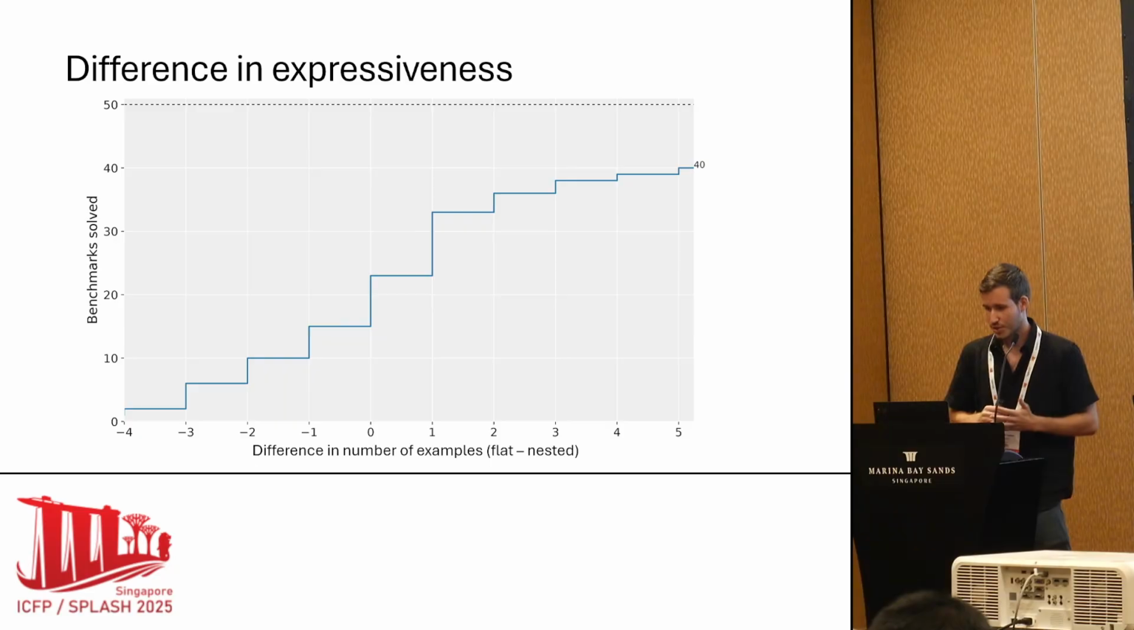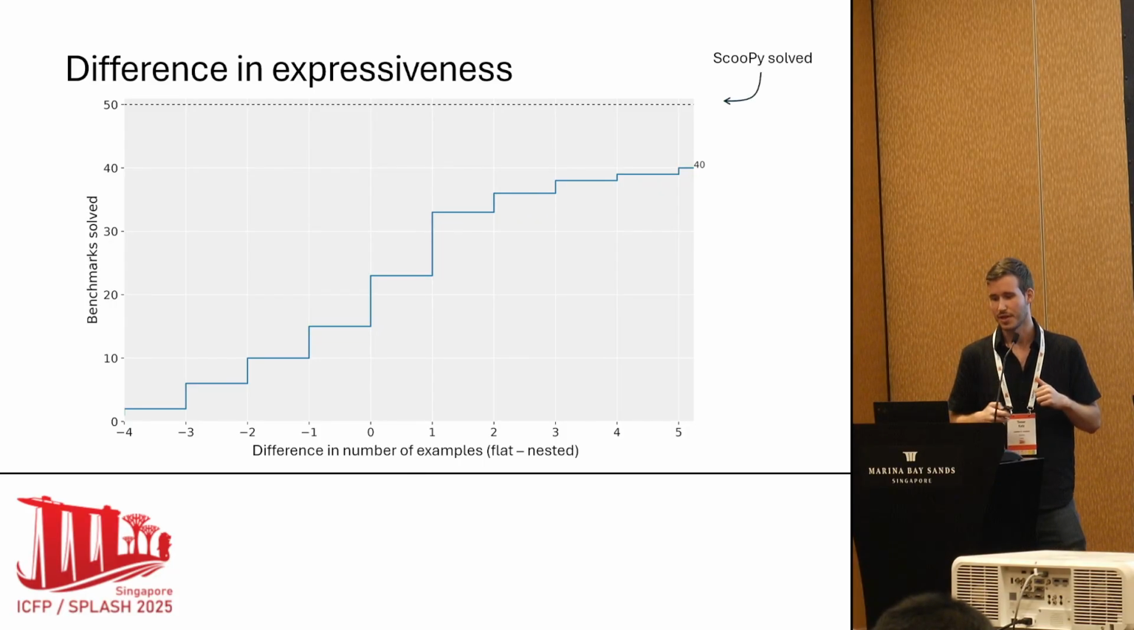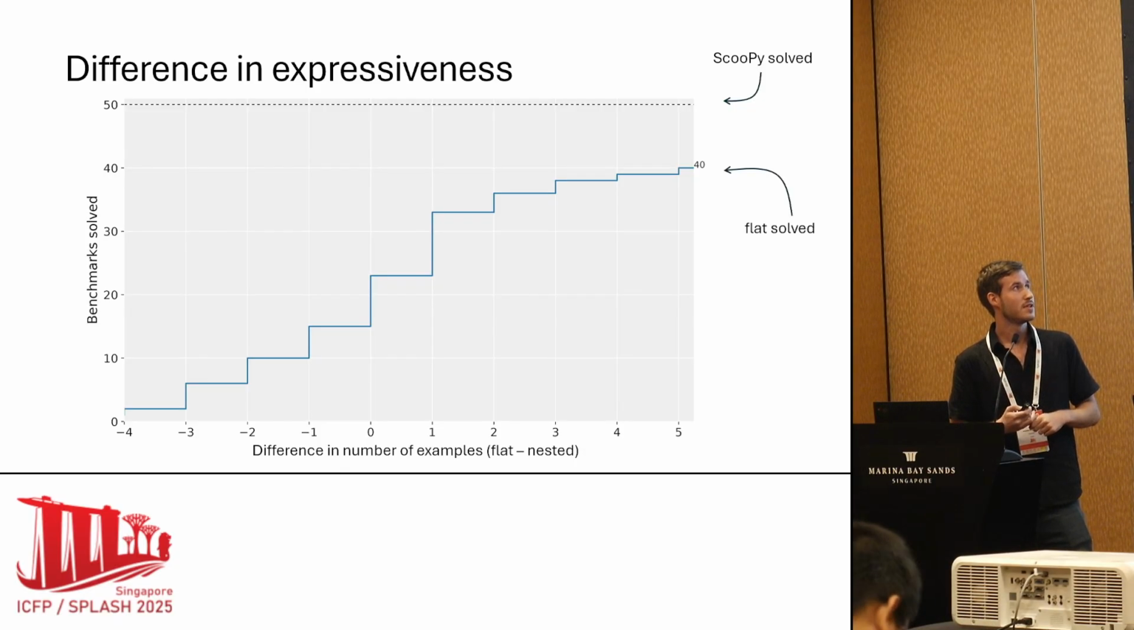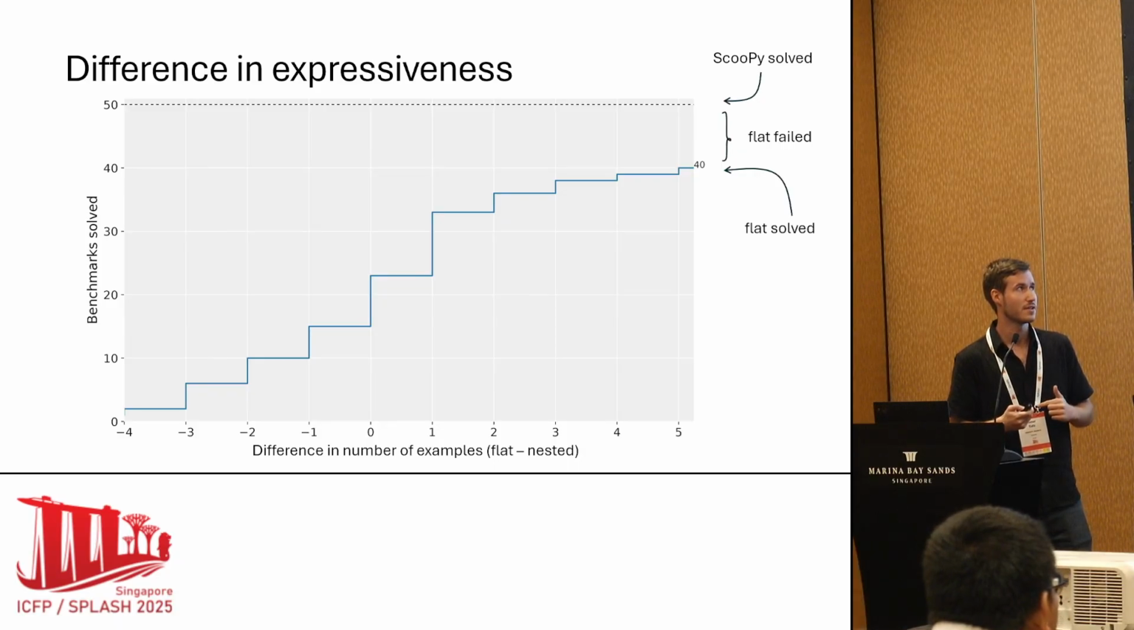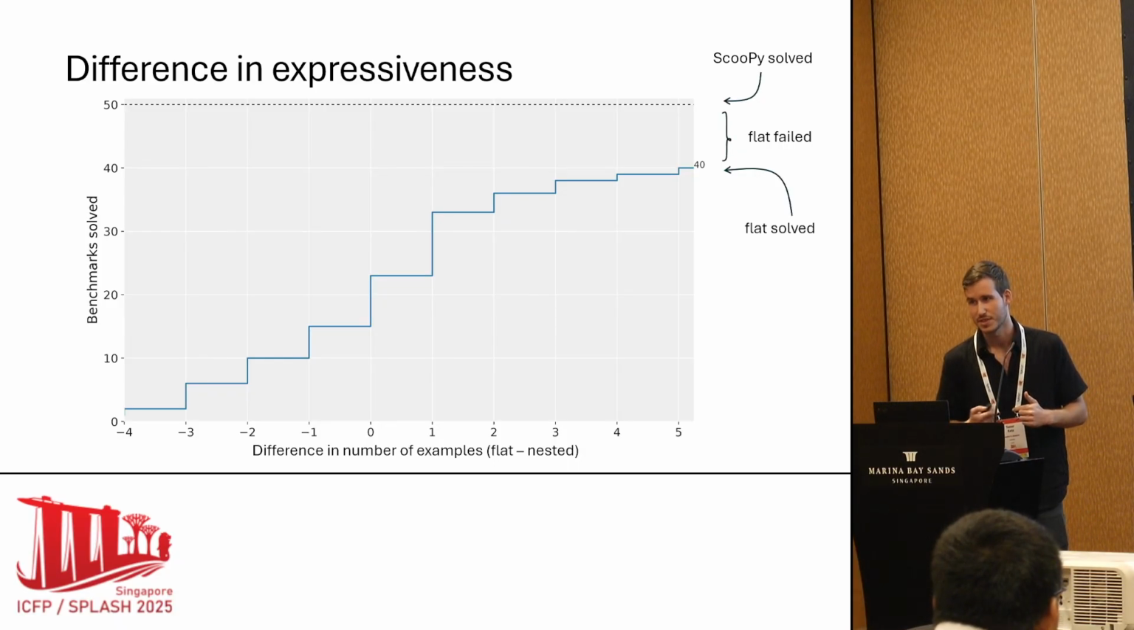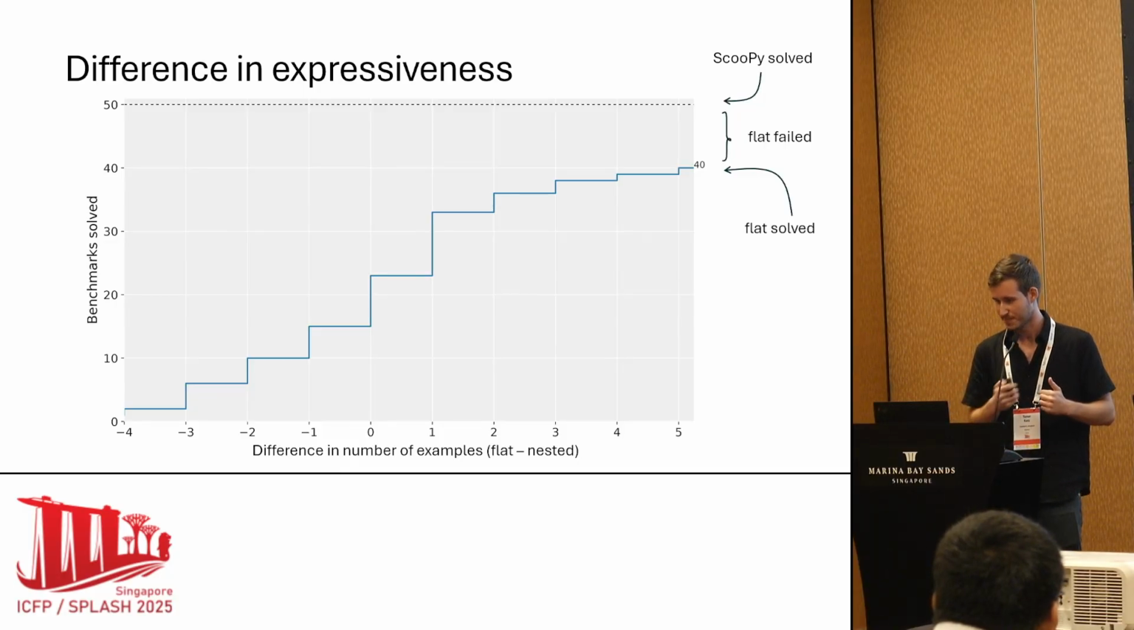So here we show you the number of benchmarks that the flat synthesizer was able to solve as a function of the difference that we just calculated. Like we said, we have 50 benchmarks that ScooPy was able to solve. Out of those, 40 benchmarks the flat synthesizer was able to solve, and the remaining 10 the flat failed due to a timeout or that 5 examples weren't enough, and then we actually stopped.